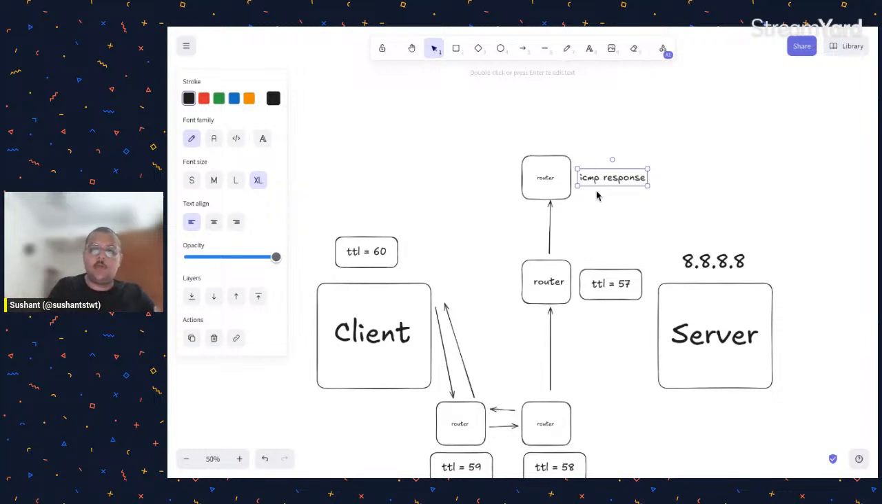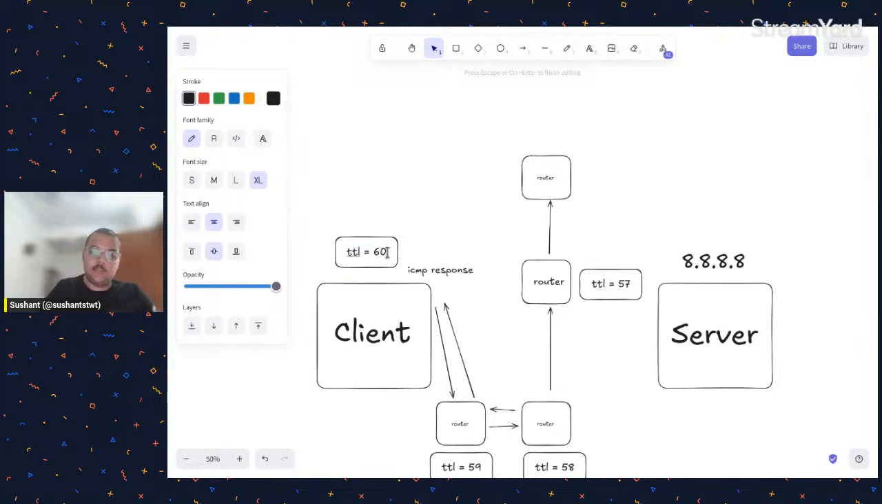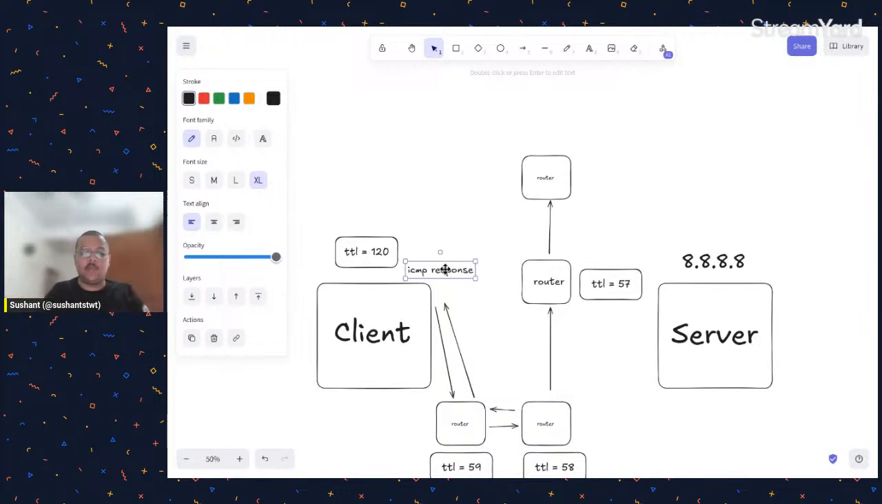So we dropped it. This ICMP message will go back to the client and tell it, oh, okay, you're not able to receive my packet. I will send my next packet with a higher TTL number. So it will basically increase this TTL number to something like, let's say, 120. That is what ICMP is basically used for.